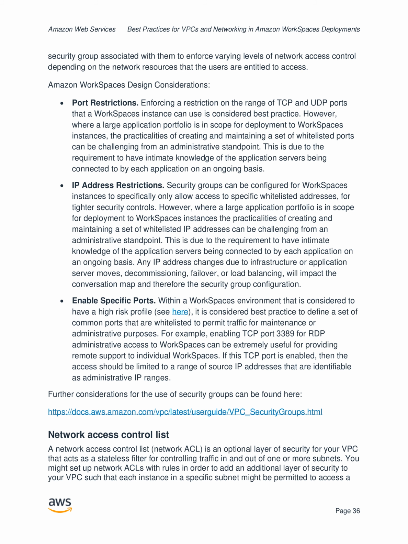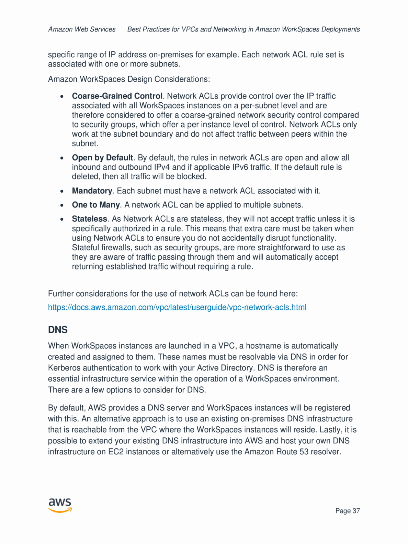Network Access Control List. A Network Access Control List, Network ACL, is an optional layer of security for your VPC that acts as a stateless filter for controlling traffic in and out of one or more subnets. You might set up network ACLs with rules in order to add an additional layer of security to your VPC such that each instance in a specific subnet might be permitted to access a specific range of IP addresses on premises, for example. Each network ACL rule set is associated with one or more subnets.